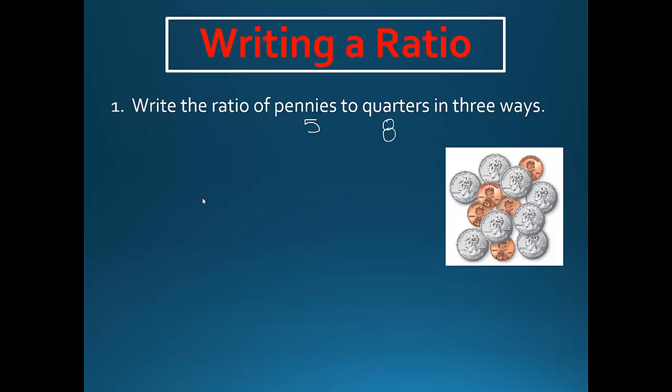Now let's write the ratio in three ways. One way to write a ratio is by using a colon. Since pennies is listed first in our problem with the ratio of pennies to quarters, we'll write the 5 first because that represents pennies. Then we'll write a colon, and then we write the number of quarters, which was 8. We read this as 5 to 8.